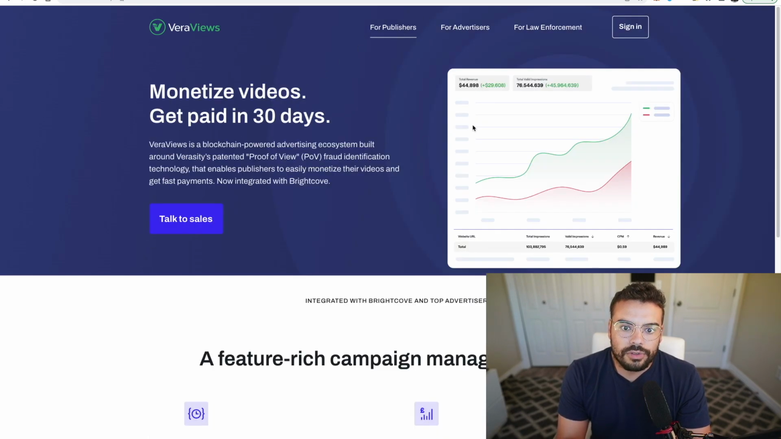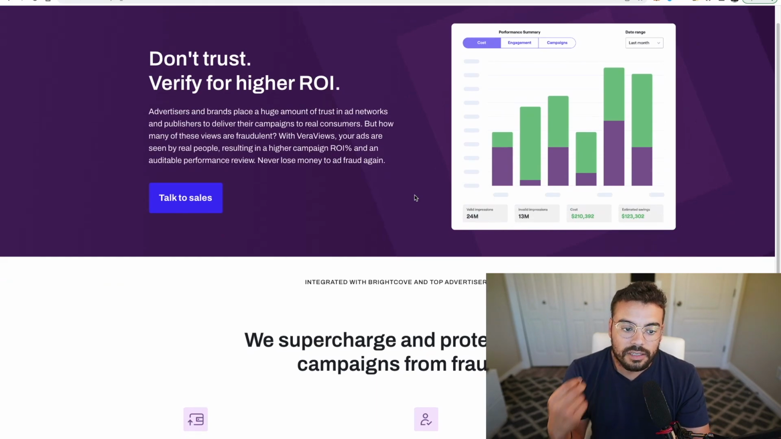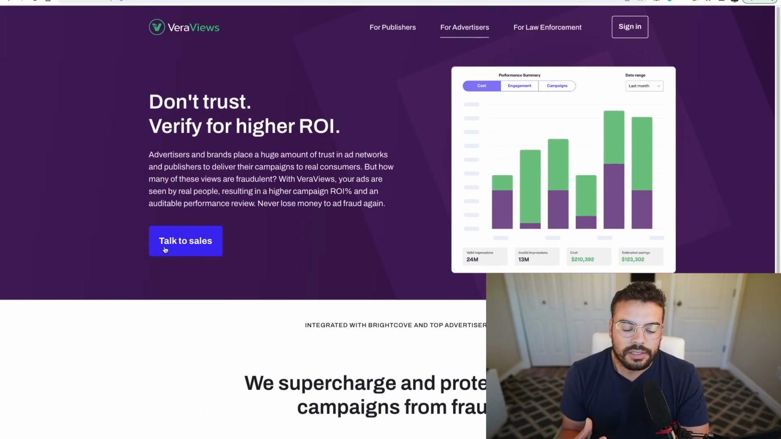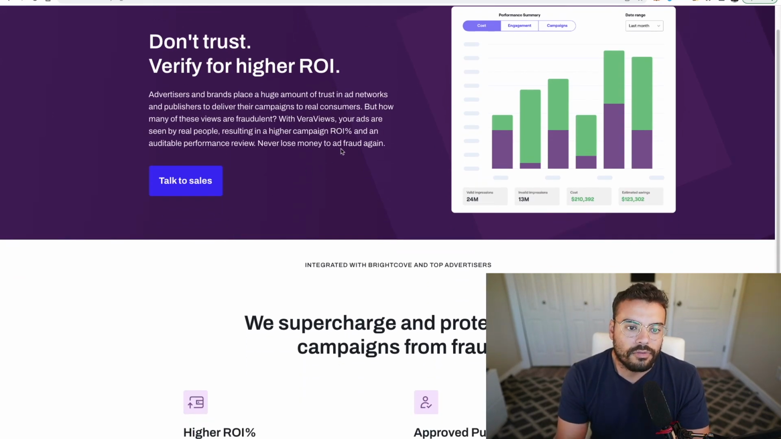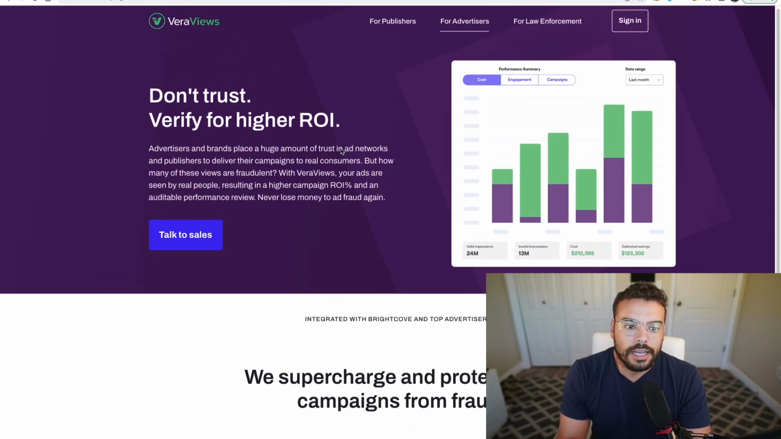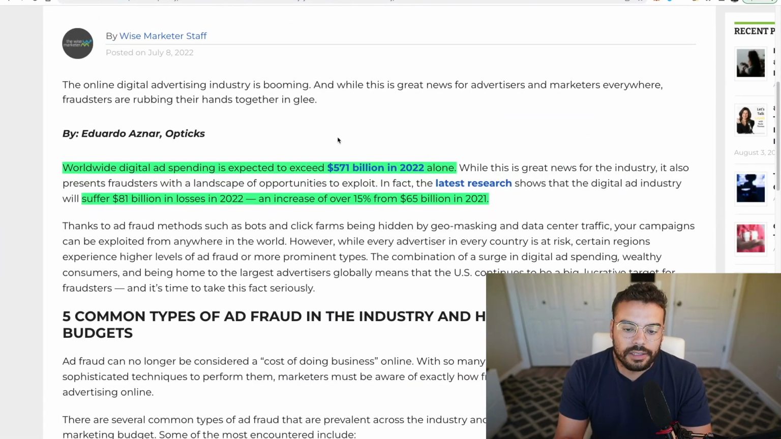So VeraViews can be used for publishers and for advertisers, and this is basically set up to start receiving leads. You can see Talk to Sales. They're starting to now basically tap into this revenue arm of Verasity, which is super exciting. And the goal here is obviously to maintain a higher ROI for anyone running ads, which is a lot of businesses. And just going into a little bit of why this is such a cool opportunity, not only for Verasity, but just in the space alone.